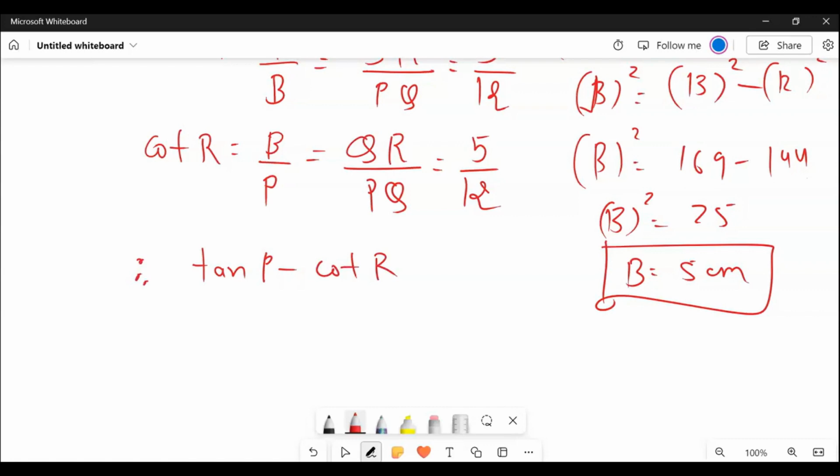Therefore tan P minus cot R will be 5 by 12 minus 5 by 12. That the answer comes out to 0. Okay, I hope you get it.